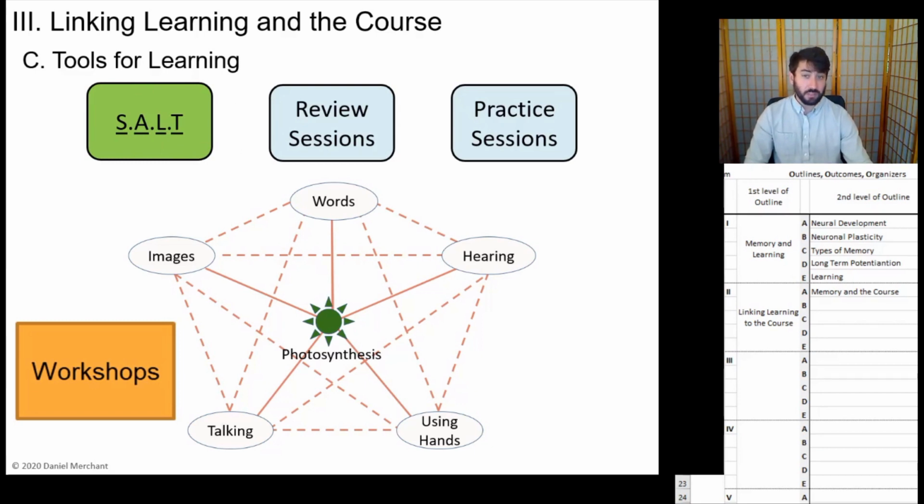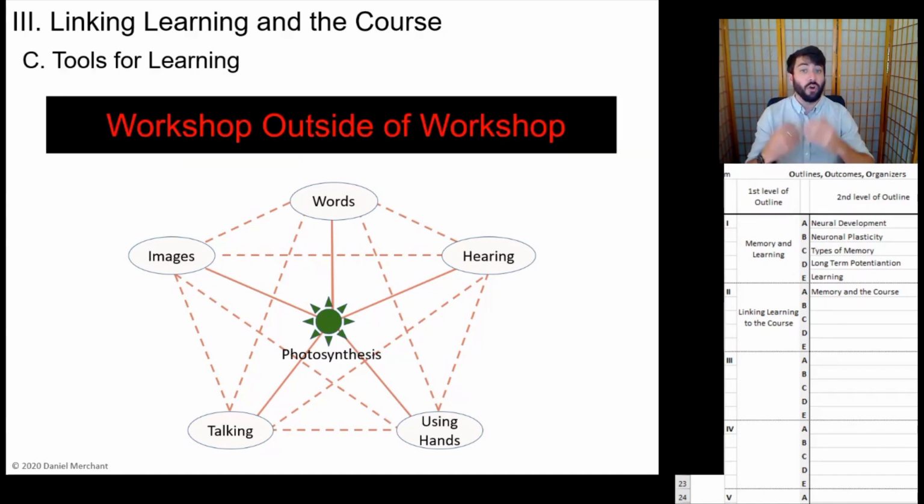Now, remember that phrase, workshop outside of workshop? This is why I've been saying over and over again, workshop outside of workshop. The process that we outline in the workshop and the S.A.L.T exercise is easily the most efficient way to practice the material by fostering spatial summation, right? All these different diverse connections to the material. And by doing it over and over again in workshop, S.A.L.T sessions, review sessions, and practice groups, that's going to result in temporal summation, meaning you'll have both spatial summation and temporal summation, causing some serious long-term potentiation and memory formation. Awesome.